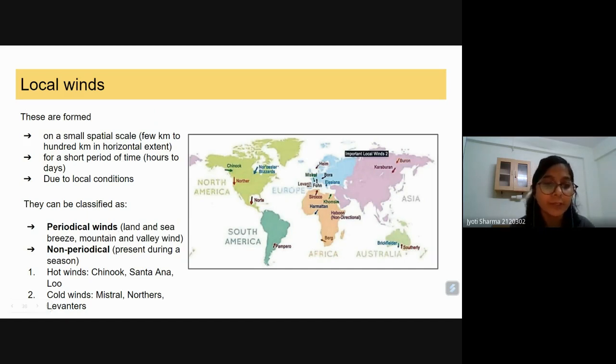In the periodic winds, we will talk about land and sea breeze and mountain and valley winds. And the non-periodic ones are present during a season. Here we have hot winds and cold winds. Here we can see the Mistral and the Levanter. These are the cold winds that come mostly from the polar region. And we also have the hot winds: the Chinook, here it is, then the Santa Ana and the Loo. The Loo also happens in the desert area of the Indian continent as well.